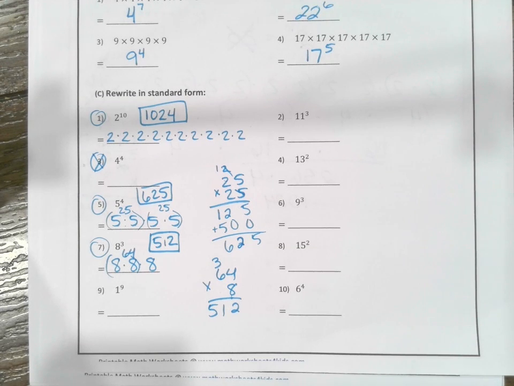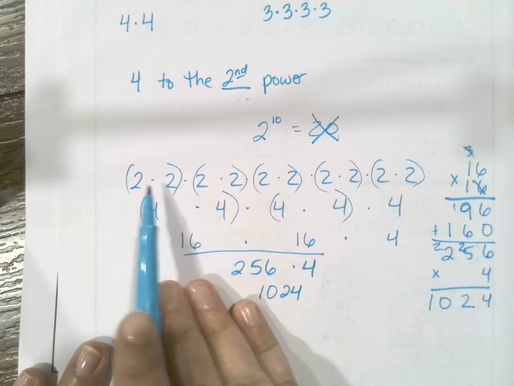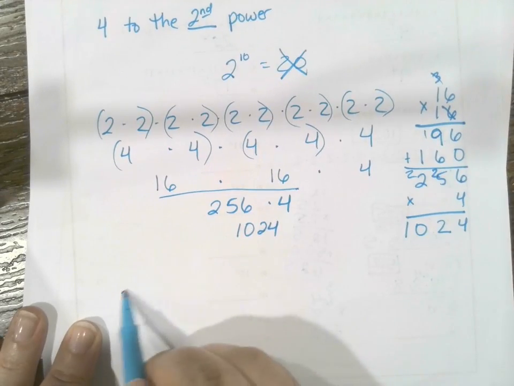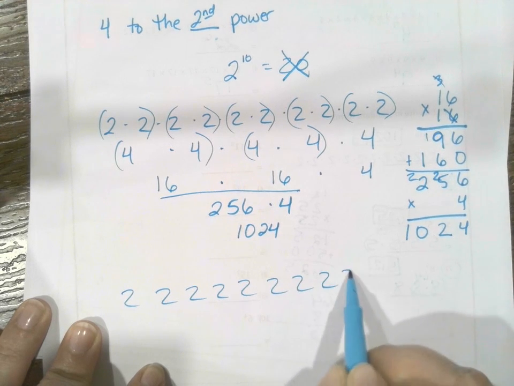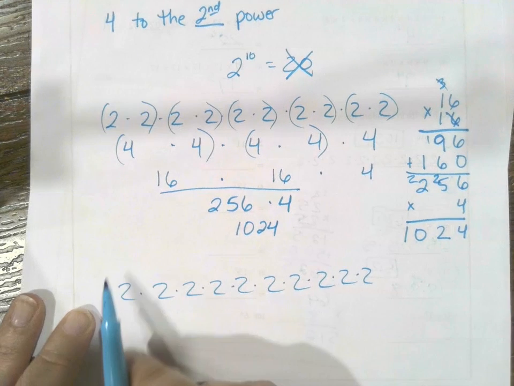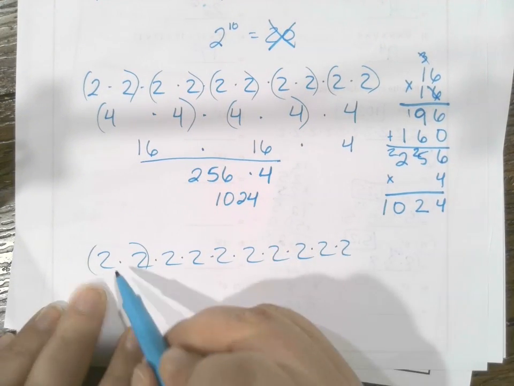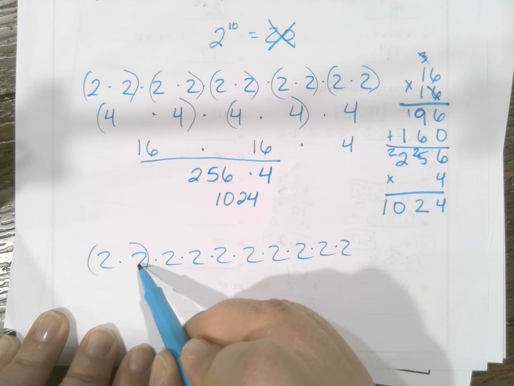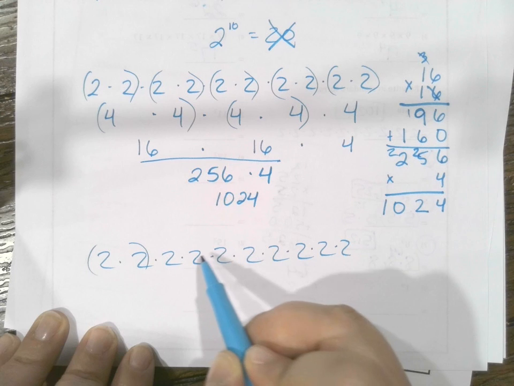All right. I did want to say one more thing real quick. Over here, when you had all these 2's, you had 10 of them, with multiplication symbols. Instead of grouping them the way I did, you could just multiply 2 numbers at a time. 2 times 2 is 4. 4 times 2 is 8. 8 times 2 is 16. 16 times 2 is 32.